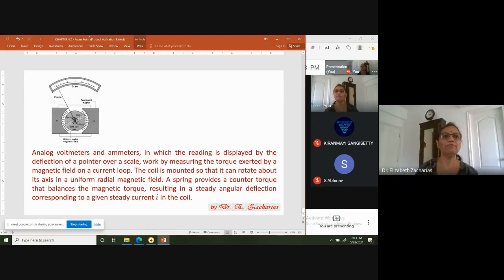But before that, let us see where this torque is going to be useful. In the case of analog voltmeters and ammeters, what is analog? You know what is digital? Digital is when you see that 7-segment display and you are able to read 25 volts.